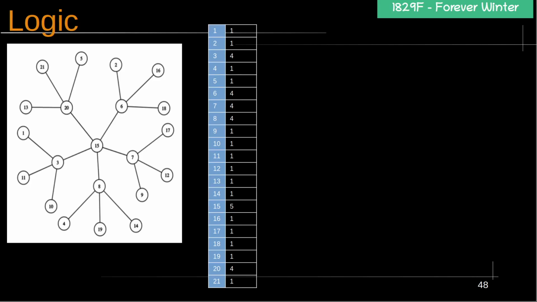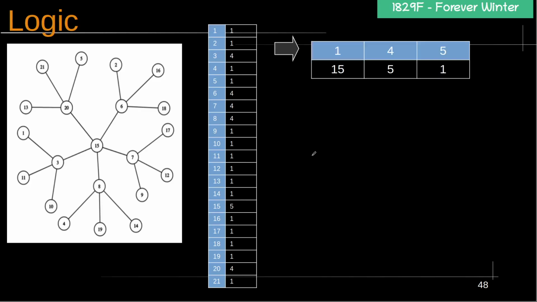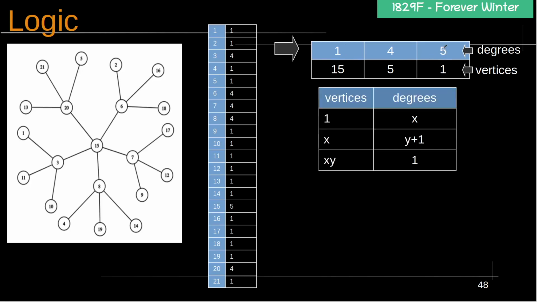We have to compute how many vertices have that degree. For example, here, how many vertices have the degree 1? How many vertices have the degree 4? And same here, how many vertices have the degree 5? We will have this table. Here the degrees and here the vertices. So for this graph, we have 15 vertices of degree 1, 5 vertices of degree 4, and 1 vertex of degree 5. We have this representation as we have seen in the beginning of this video.